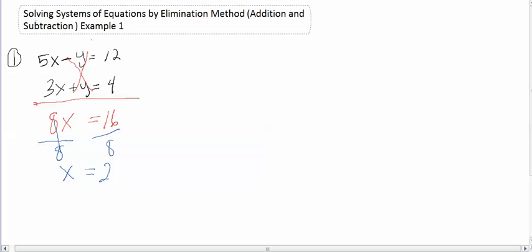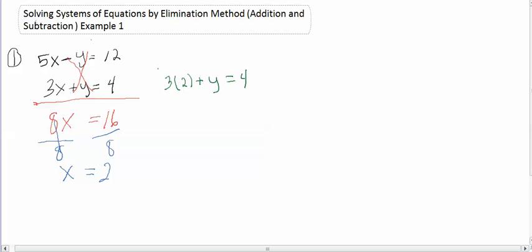What I do next is what we've been doing. We're just going to plug in the x into one of the original equations, and I'm going to go ahead and choose the top one. It doesn't really matter. I usually look for the easiest one. Actually, let's do the bottom, because the bottom has a positive y in it, so I won't have to divide by -1. So I'm going to go 3 times 2 plus y is equal to 4.